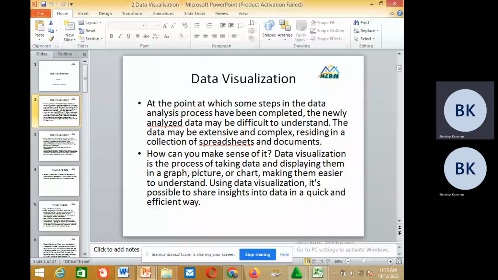So the data may be extensive and complex. It may be residing in a collection of spreadsheets and other documents. So it might be decentralized or centralized. So the question is always, how can you make sense of it? This is where data visualization comes in.